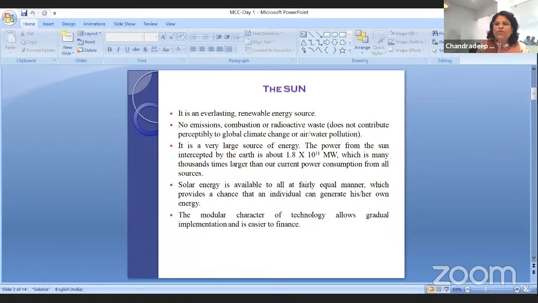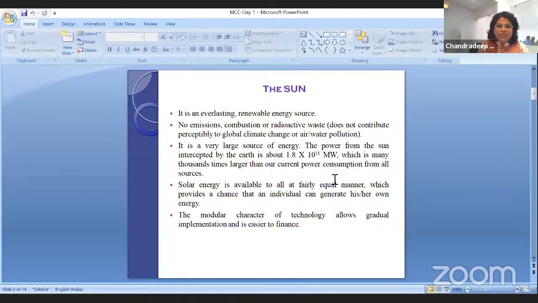First, we go to the advantages. Advantages are known to everybody: it is renewable energy, everlasting. No emissions, and it is a very large source of energy. The power from the sun we can intercept is 1.8 into 10 to the power of 11 megawatt, which is 1,000 times larger than our current power consumption from all sources. So one day of sunlight in any desert is sufficient to give electricity to the whole world for 365 days. So this much power the sun has.